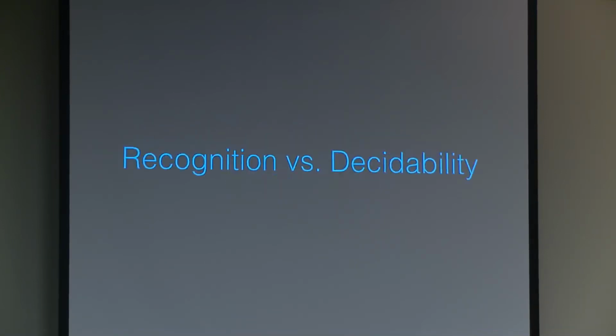There's also this concept of recognition and decidability. Recognition is the ability to say, yes, this string is a valid sentence. No, this string is not a valid sentence. It's not saying I know what it's going to do. It's saying I know that this is a valid sentence in this language.